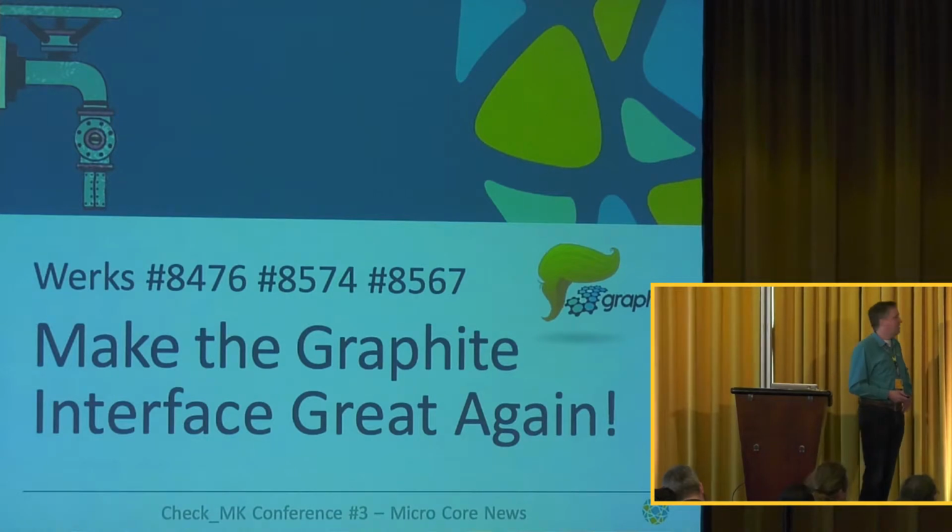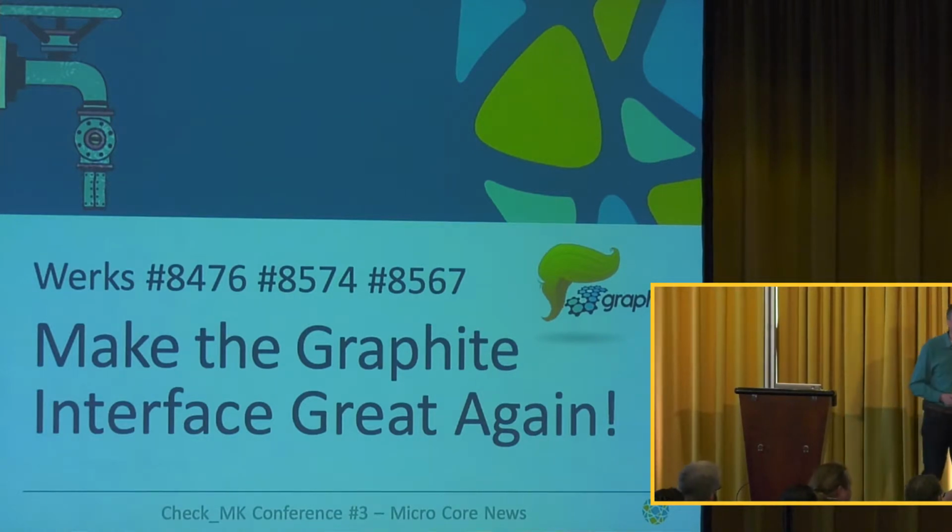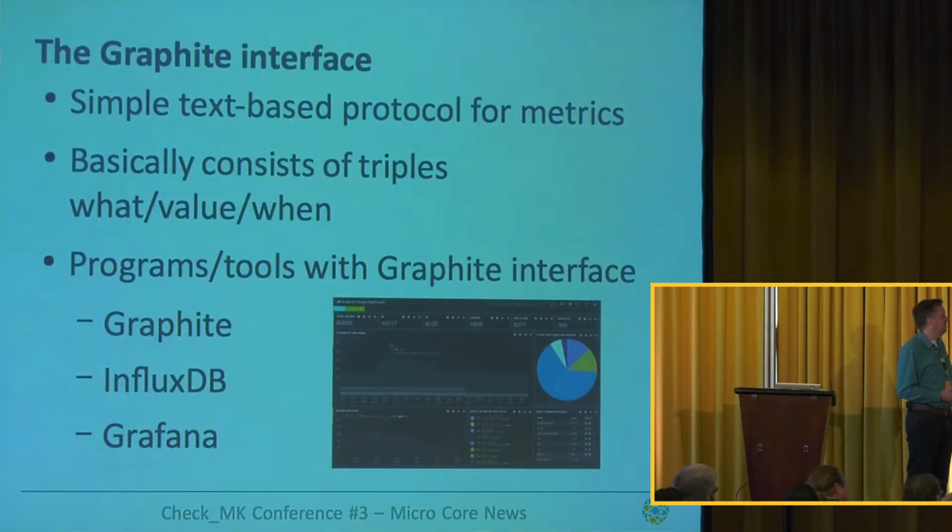Graphite is something I mentioned before. I think it was at the previous conference, but we have expanded on it. So first of all, what is a Graphite interface, or what is the protocol behind it? It's quite a primitive text-based protocol which can be used to send metrics around. It's like triples of what metric it is, what the value is, and what time it was taken.